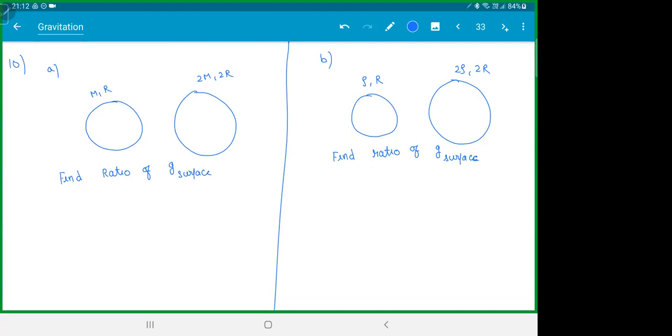What is the first one? Since here mass is given, g is equal to GM by r square. So it is proportional to M by r square. So g1 by g2 will be M by r square over 2M by 2r whole square. That is 2 is to 1.